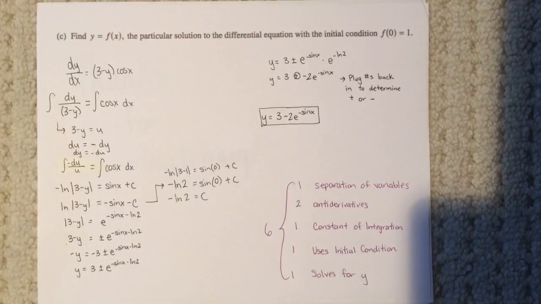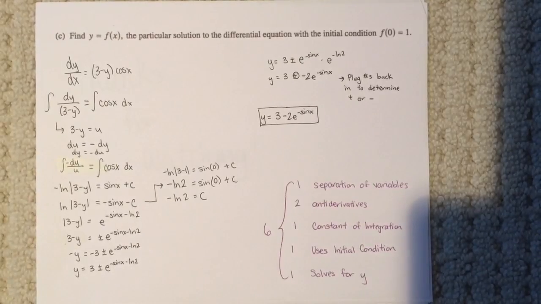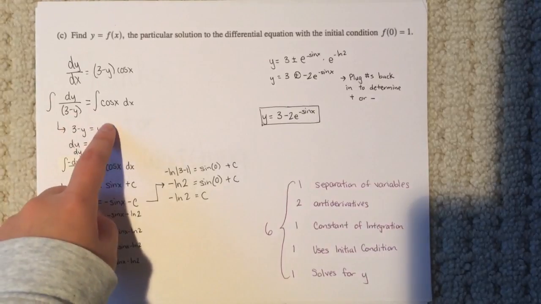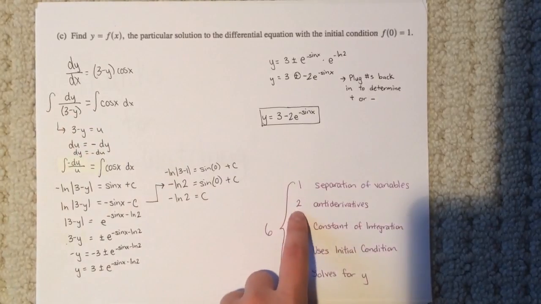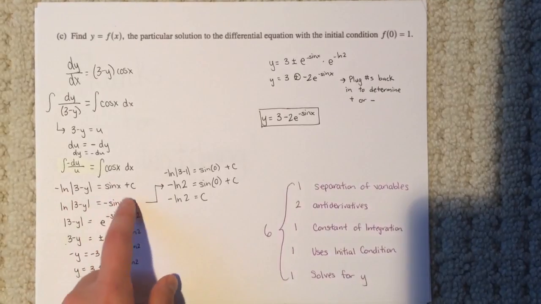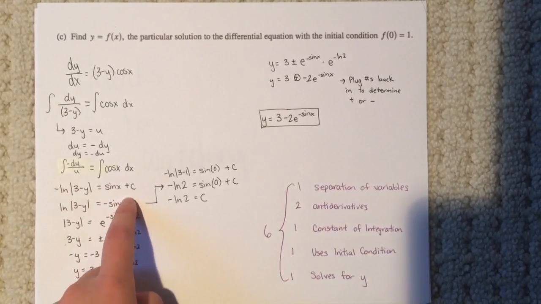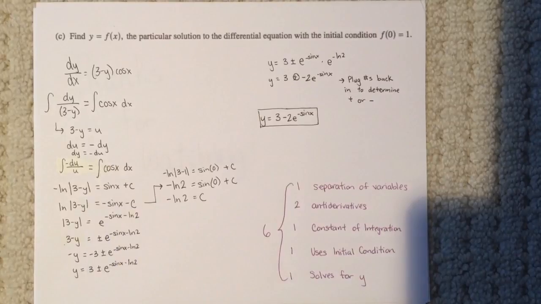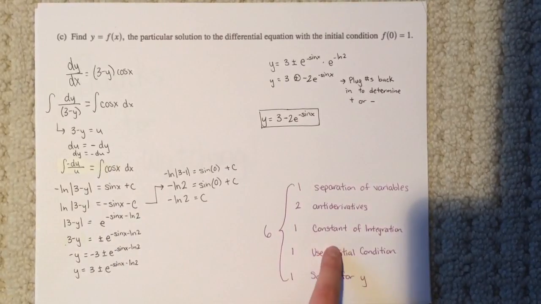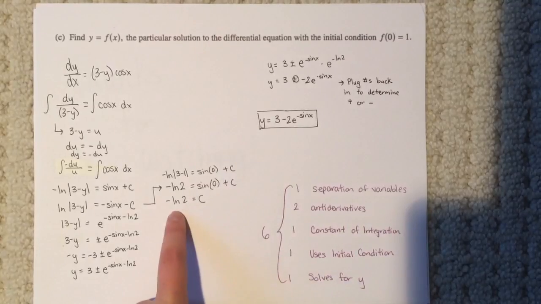On the AP test, this part of the question would be worth 6 points. 1 for the separation of variables, moving y to one side and keeping x on the other. 2 points for antiderivatives, making sure your antiderivatives are correct, and making sure you have plus c here. That's the thing a lot of people forget, which is not good, because you do need to solve for c, which is the next point, which is the constant of integration. You have to solve for c and get the correct value.